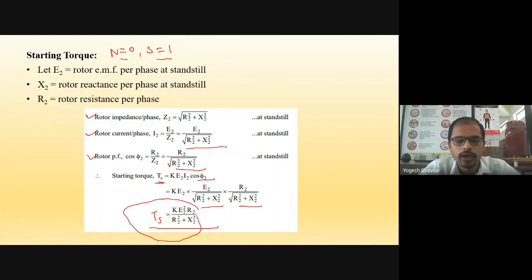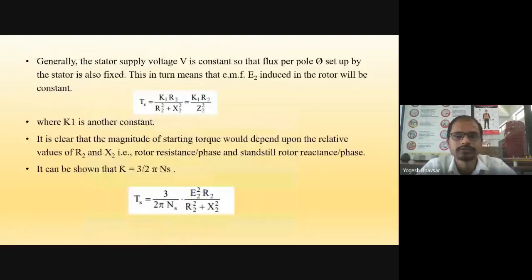So we'll get the final torque equation at starting, which is in terms of Newton meter. Torque is measured in Newton meter. So this is the starting torque equation. Again, if we see, the supply voltage is constant and the flux set up by the supply voltage will also be constant. Hence, the induced EMF E2 will be constant. So here E2 is excluded. The result will be K1 R2 by Z2 square, where K1 is another constant.